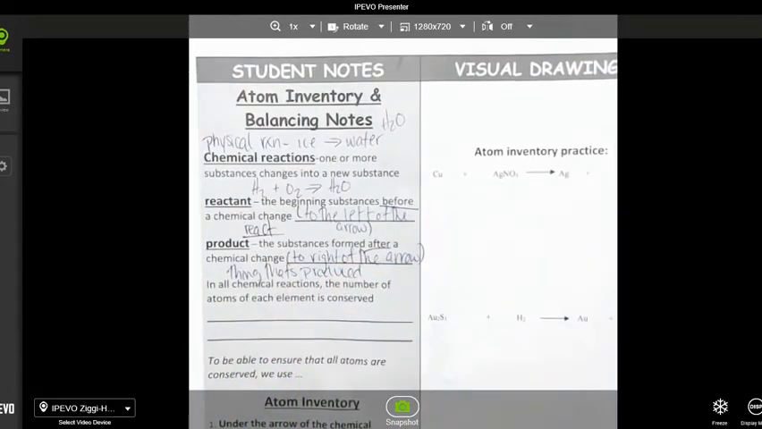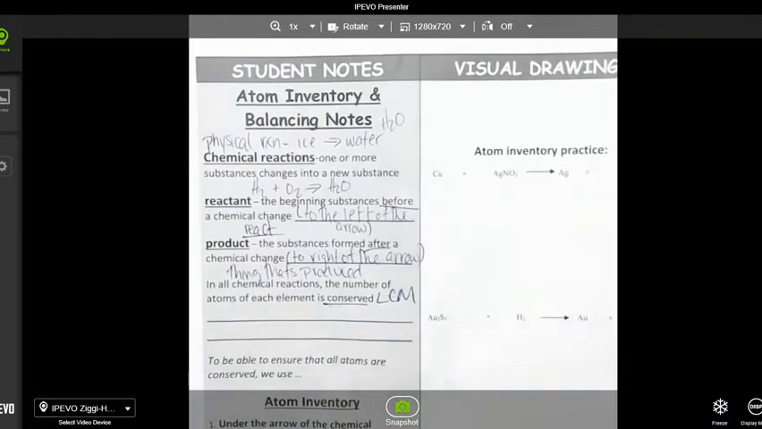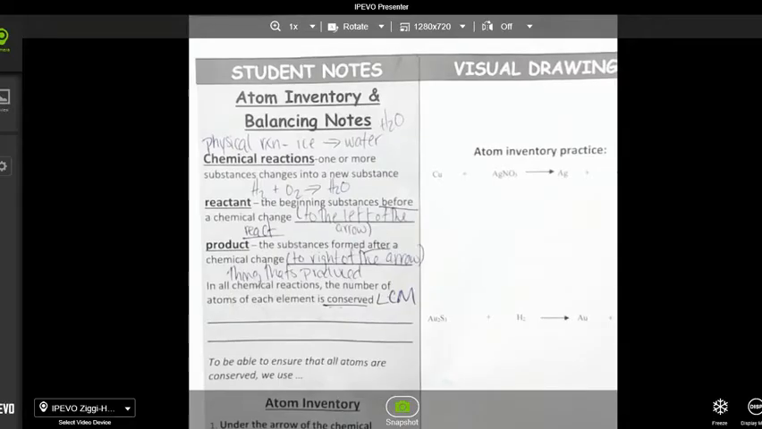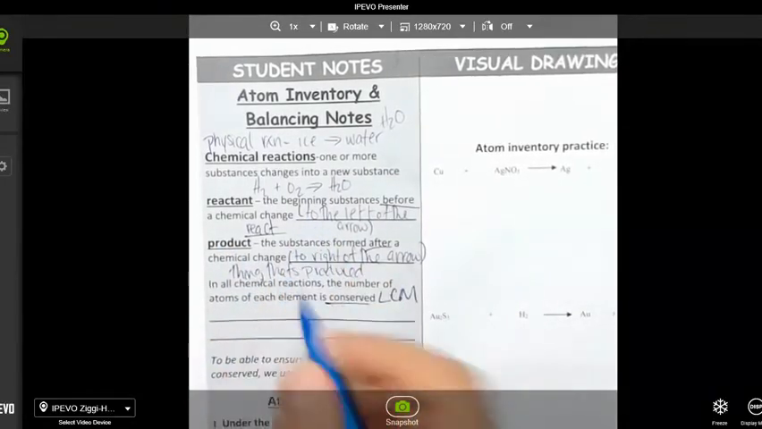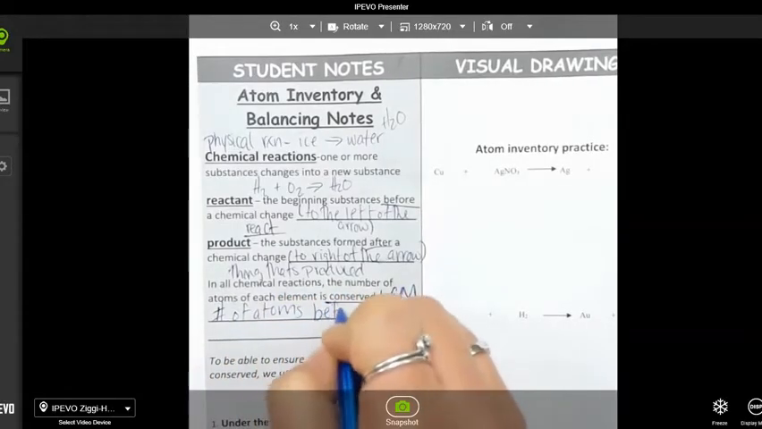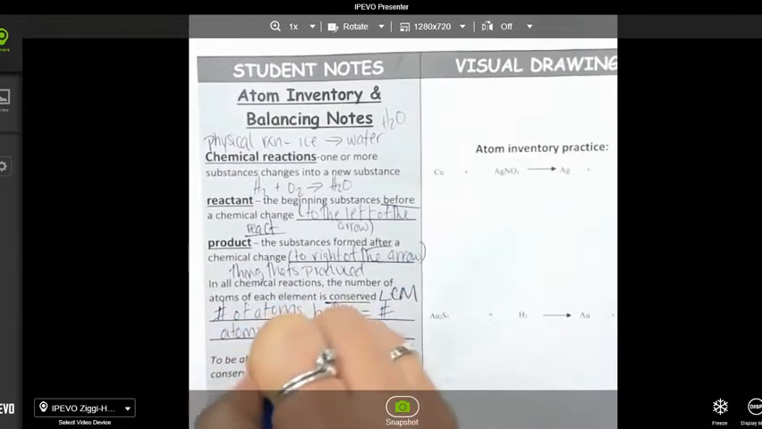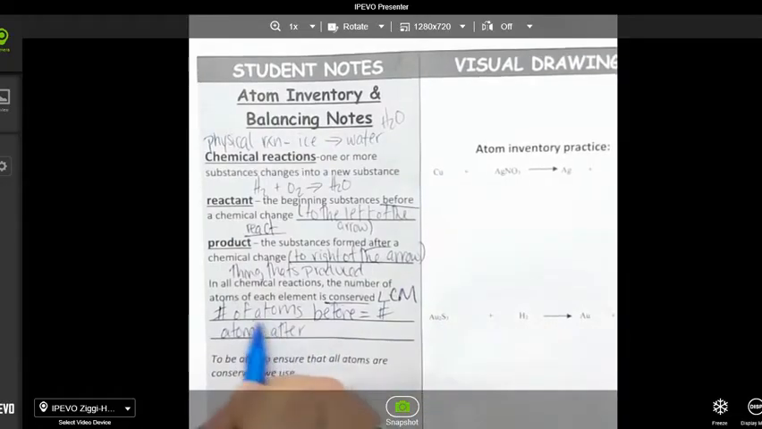Okay. Now, in all chemical reactions, the number of atoms of each element is conserved, right? Because we know that is the law of conservation of matter, which you should have learned first semester. It means that all matter that is here is always here. It starts here, it ends here, but the thing that can happen is that it can change. So for us in this unit, that means that the number of atoms before must equal the number of atoms after.